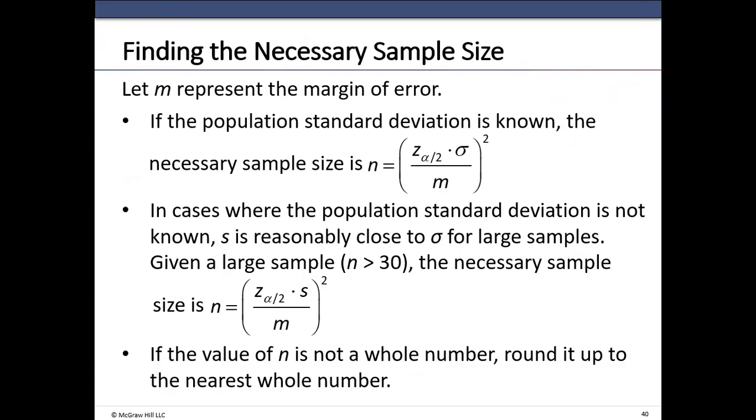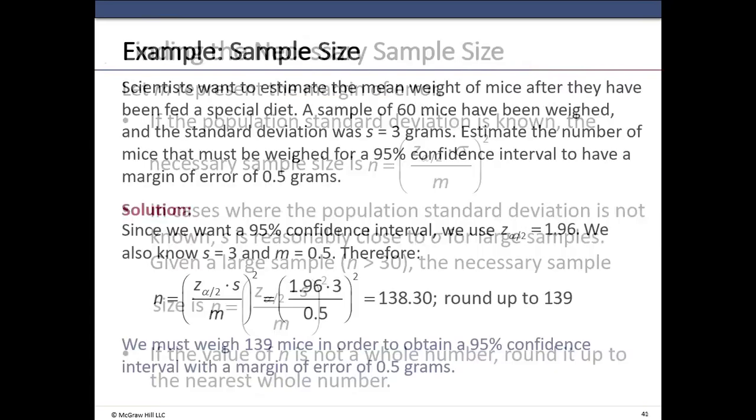In case where the population standard deviation is not known, S is reasonably close to sigma for large sample size. Given a large sample, n greater than 30, the necessary sample size. What is the difference between the first formula and the second formula? Assuming in the second formula that the sample size is greater than 30, sigma has been replaced by S. If the value of n is not a whole number, round it up to the nearest whole number.